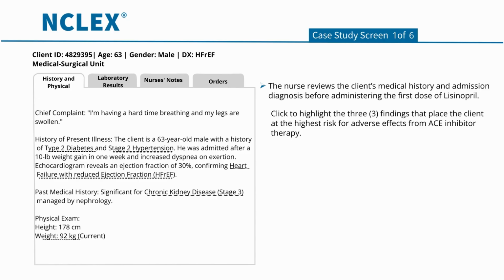Question 1. Our client is a 92-kilogram male with type 2 diabetes, stage 2 hypertension, and stage 3 chronic kidney disease, admitted for new-onset heart failure with reduced ejection fraction. The question: click to highlight the 3 findings that place the client at the highest risk for adverse effects from ACE inhibitor therapy. Type 2 diabetes, stage 2 hypertension, chronic kidney disease, heart failure, weight 92 kilograms.